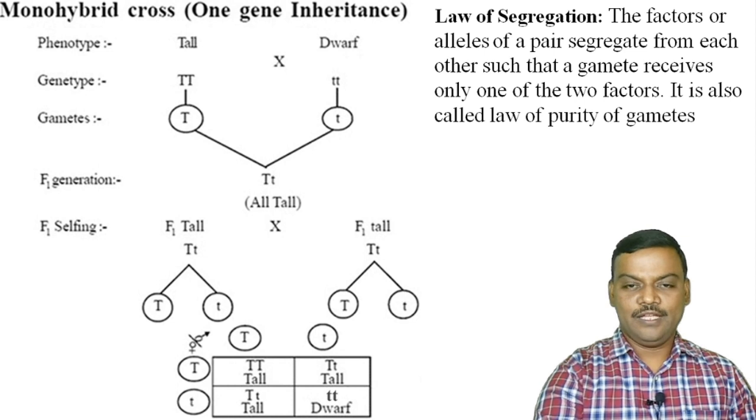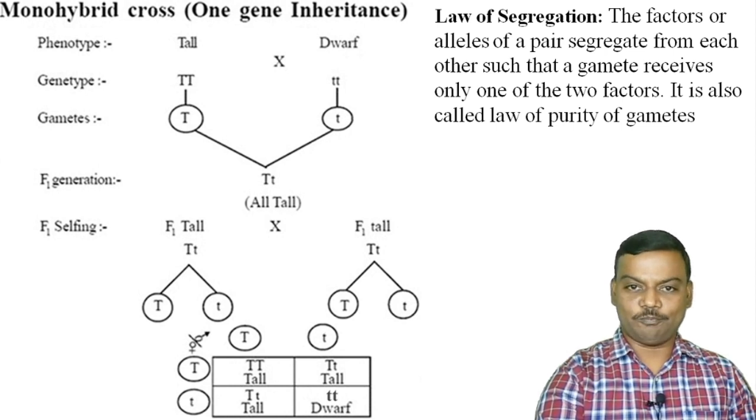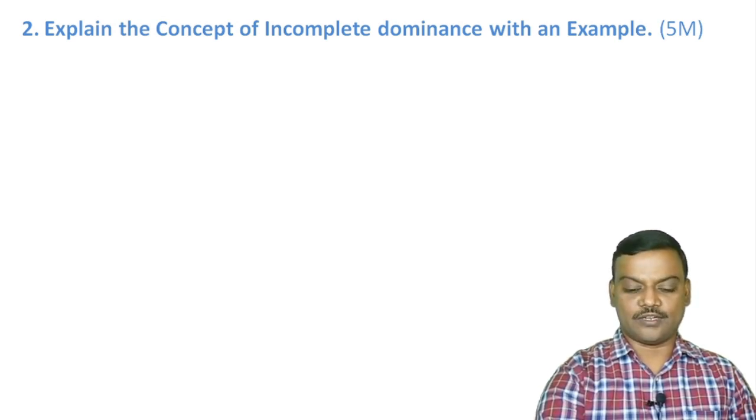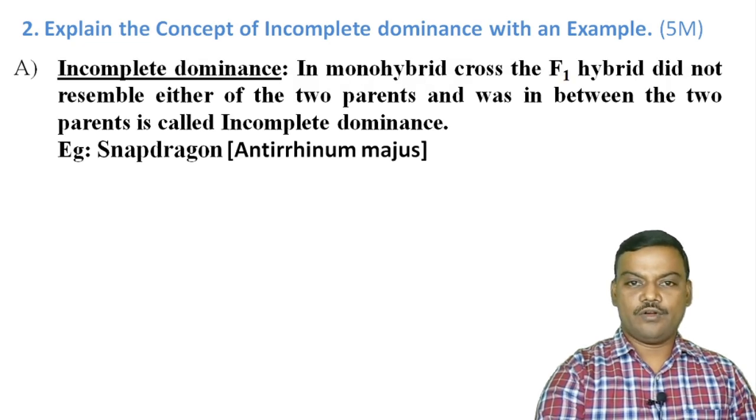It is a 5-mark question, and for these 5 marks, you should mention the valid points first. After that, you should draw this flowchart in this pattern only. Then only you will get full marks for this question. The second question is, explain the concept of incomplete dominance with an example. It is also a 5-mark question. For this question, we should write some valid points along with a flowchart. The definition of incomplete dominance is that, in a monohybrid cross, the F1 hybrid does not resemble either of the two parents.